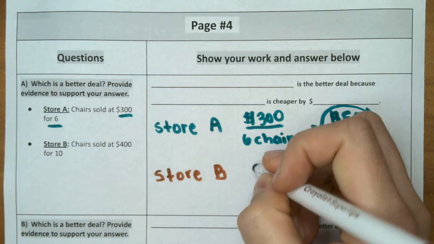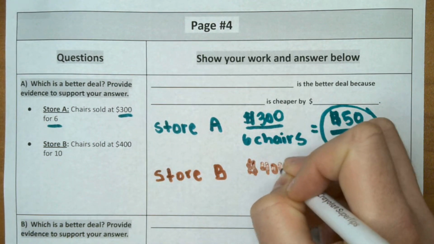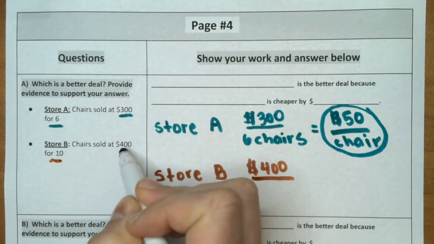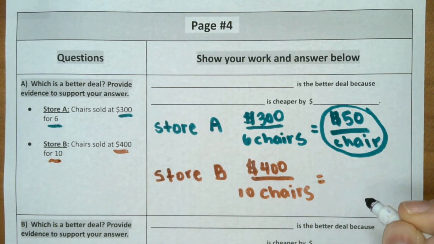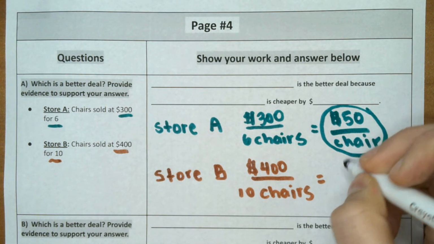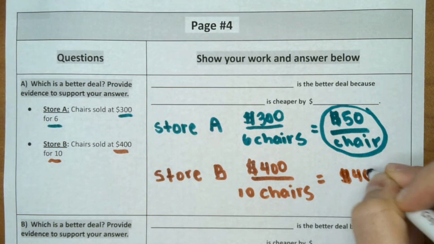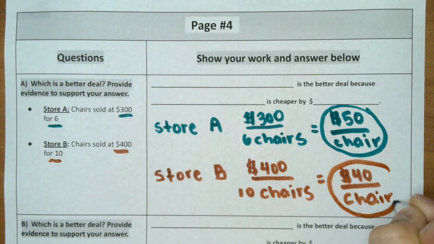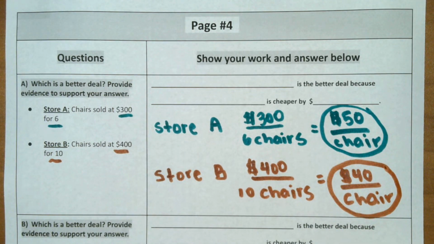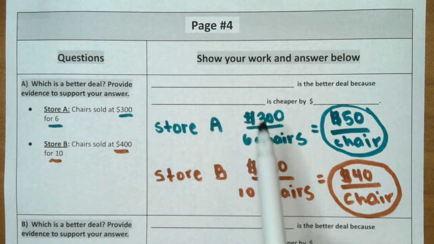For store B, we're going to do $400 for 10 chairs, and 400 divided by 10 is 40. So at store B, it's $40 per chair. And so then you'll ask yourself, what would you rather buy, a chair for $40 or $50? Well, we want the cheaper option. So that's store B. So we have these sentence starters up here to help us.